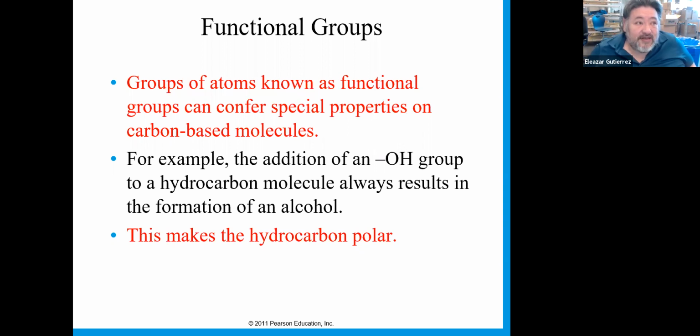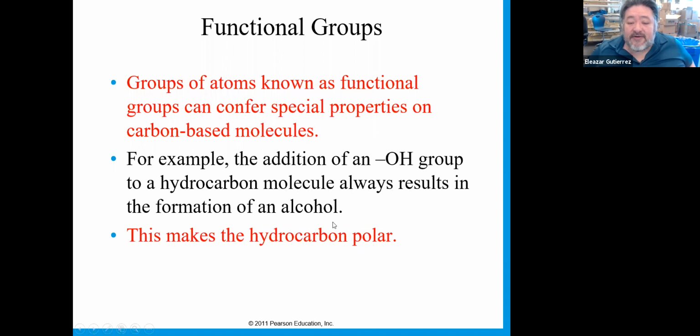They can also confer the absence of polarity, or hydrogen bonding. All these things are possible special properties on carbon-based molecules. For example, the addition of a hydroxide group, OH, to a hydrocarbon molecule always results in the formation of a special type of molecule called an alcohol, okay?